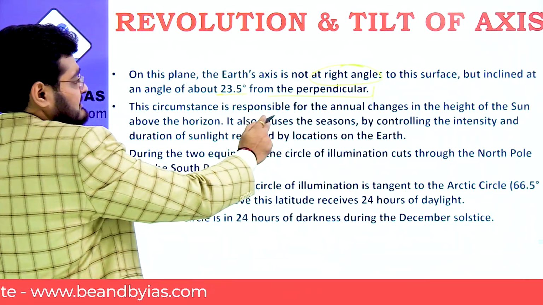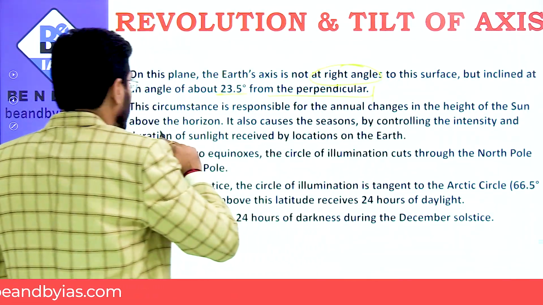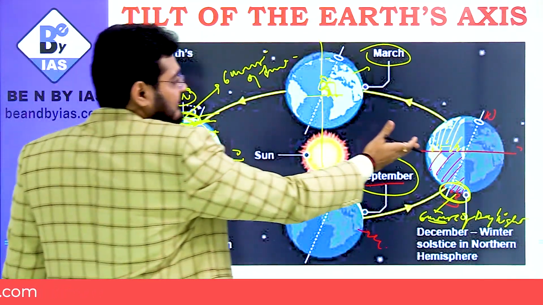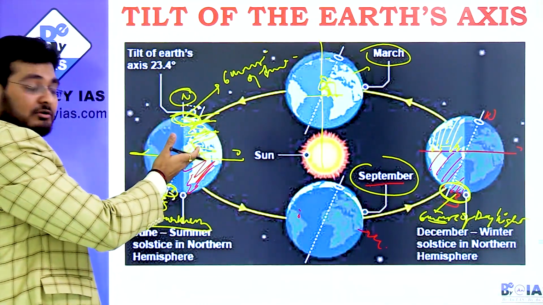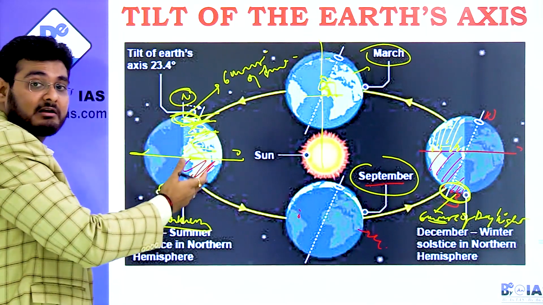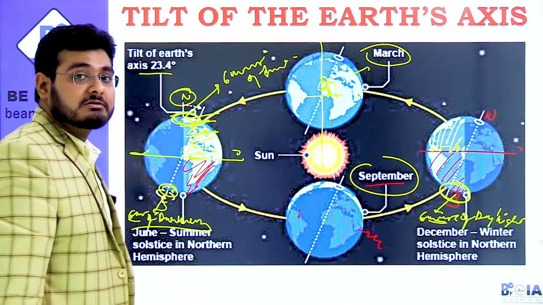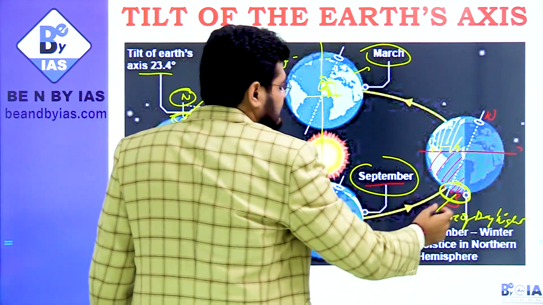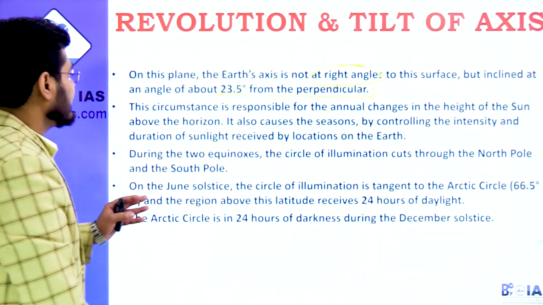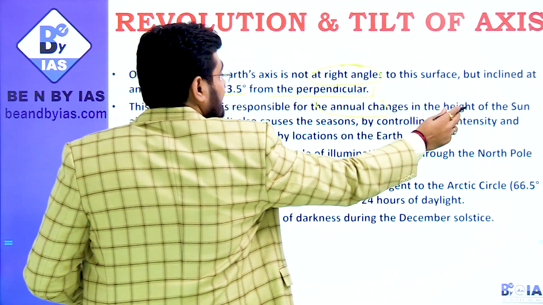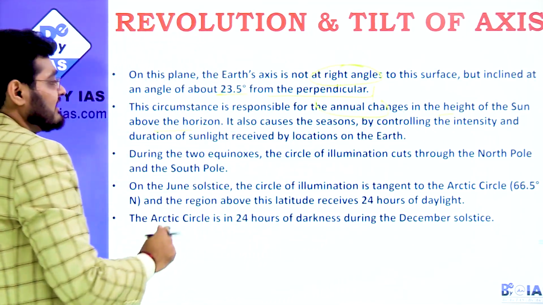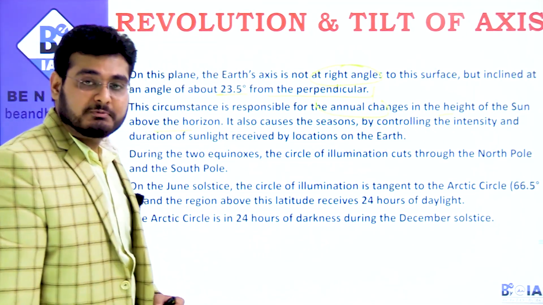This circumstance is responsible for the annual changes in the height of the sun above the horizon. Obviously, the height of the sun is changing above the horizon. This is going towards the northern hemisphere in a much more manner during the tilt of axis and during the summer solstice. और यहाँ पे southern hemisphere में ज़्यादा आ रहा है. So that is why it's responsible for annual change in the height of sun also above the horizon, and definitely the slanting rays are also responsible for that.